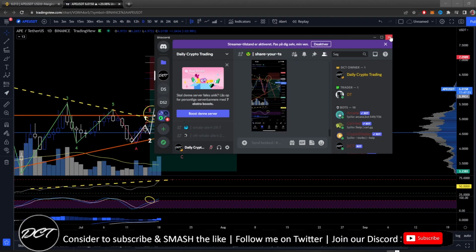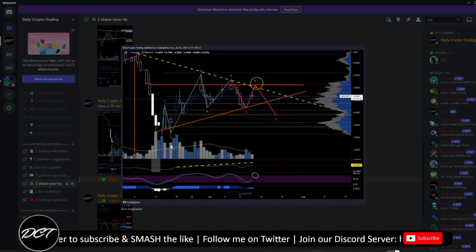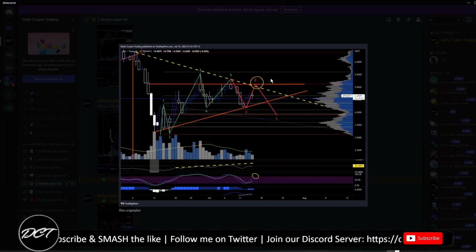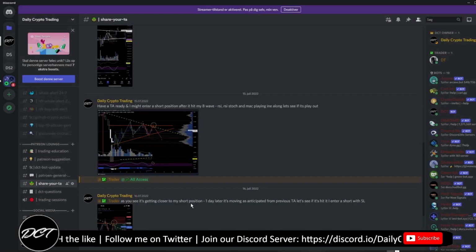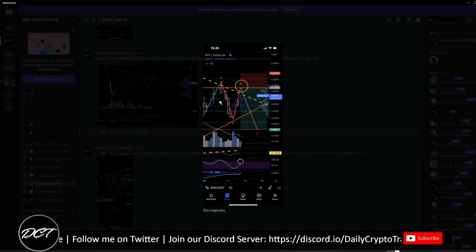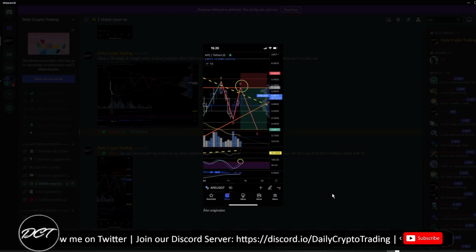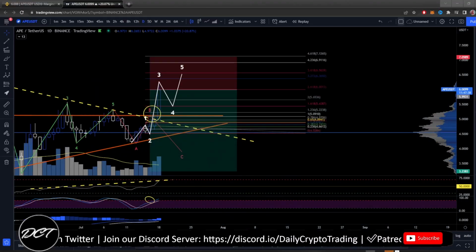Three days ago I entered a TA about ApeCoin that I want to enter a short position if it hit my B wave, which it was going to. Then this is the second day and it almost perfectly hit it, right? And it did actually hit it, and I did enter a trade.